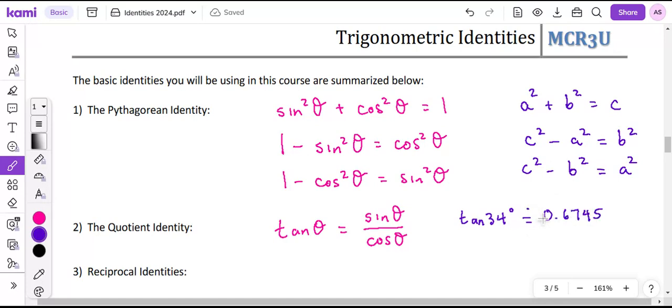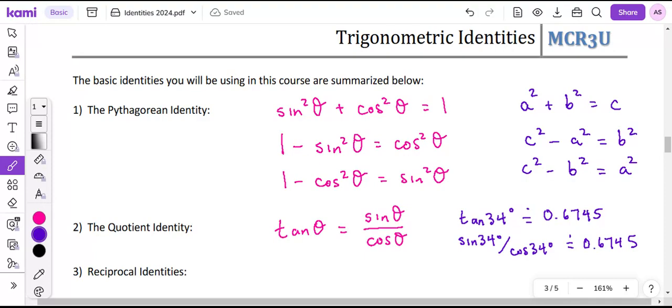0.6745 about. And then if on your calculators, you just do sine 34 degrees divided by cosine 34 degrees, you should get the exact same thing. Not close to it, like literally the exact same thing. Sine 34 divided by cosine 34. Yeah, exact same thing. That's the second identity you guys must know. I'll show you guys where that comes from in a second.